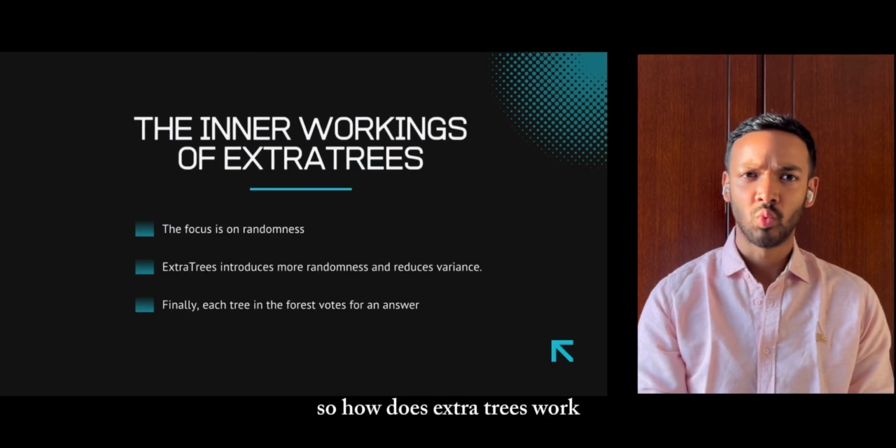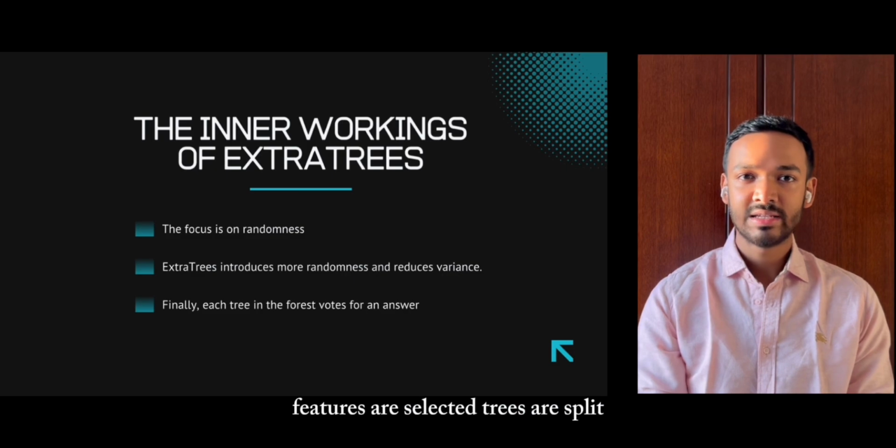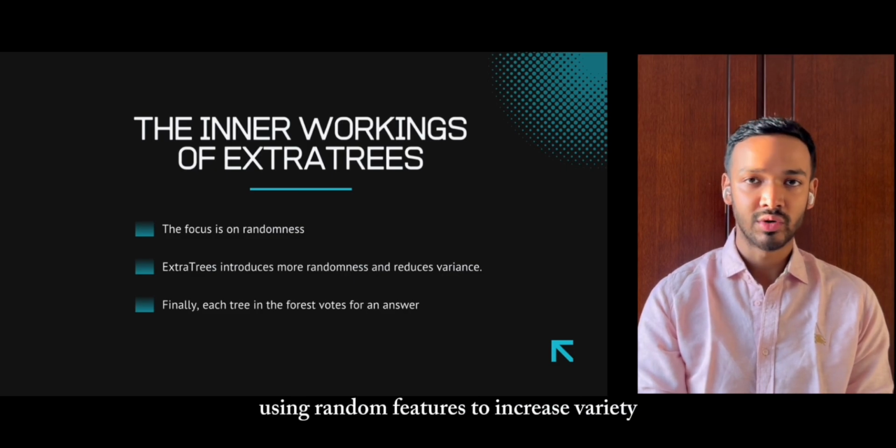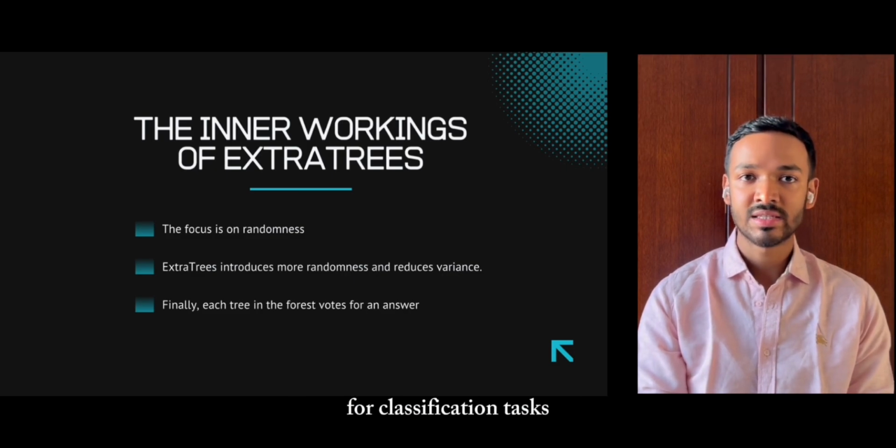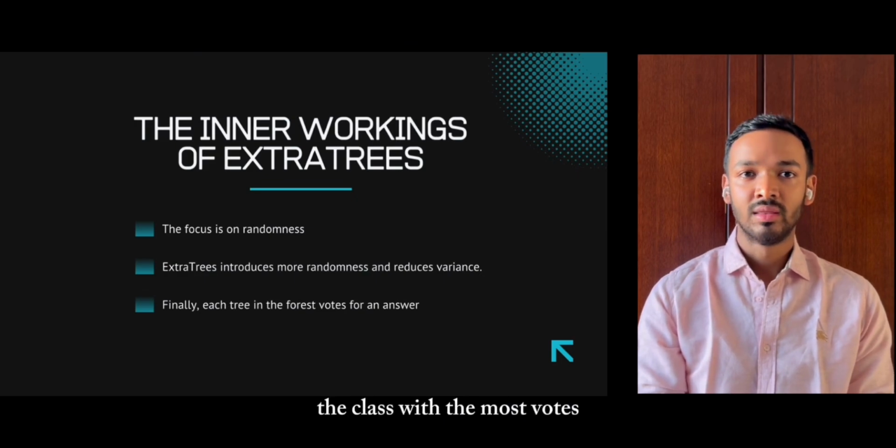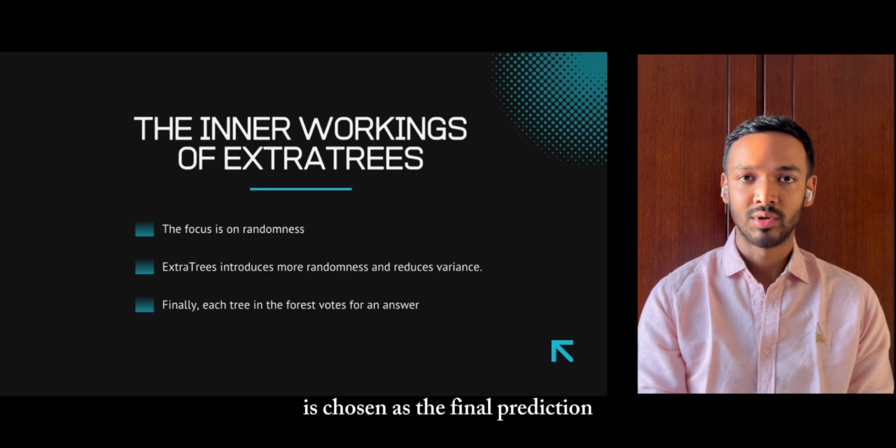So how does ExtraTrees work? The focus of ExtraTrees is primarily on randomness. Features are selected and trees are split using random features to increase variety. For classification tasks, each tree in the forest votes on which class the input data belongs to. The class with the most votes is chosen as the final prediction.